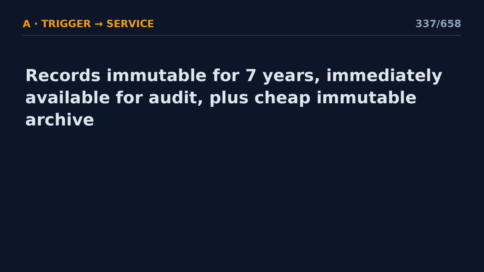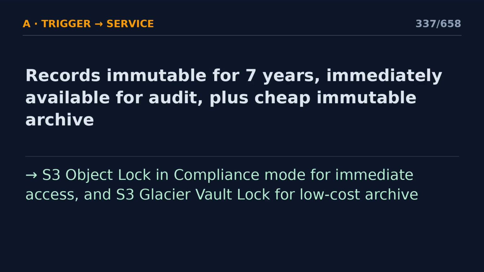Records immutable for 7 years, immediately available for audit, plus a cheap, immutable archive. Answer: S3 Object Lock in compliance mode for immediate access, and S3 Glacier Vault Lock for low-cost archive.